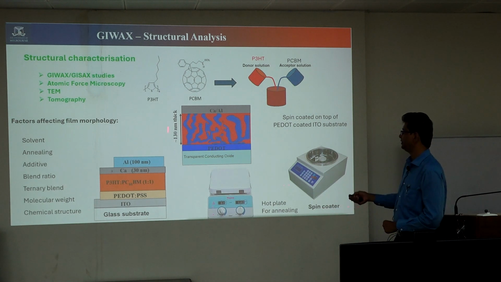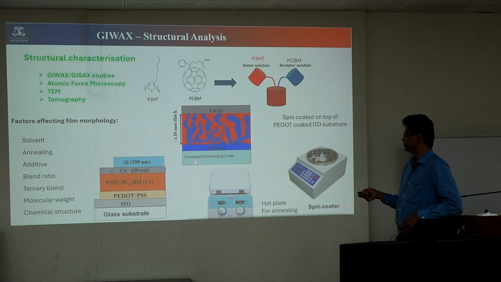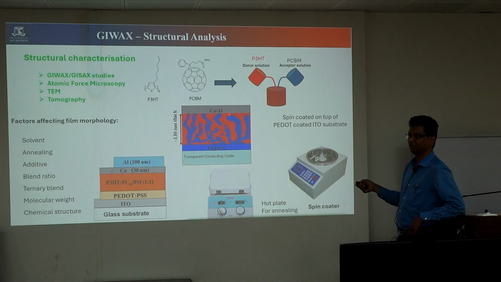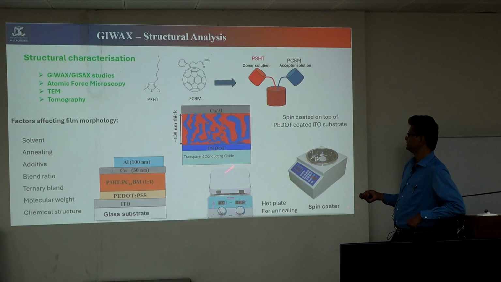This is actually simple device fabrication, how we make the organic photovoltaic. So this is your hole transport layer, the calcium is the electron transport layer, and the aluminum is your metal contact to extract the electrons. The ITO, the transparent conductor, extracts your holes. Okay, this is the simple structure.